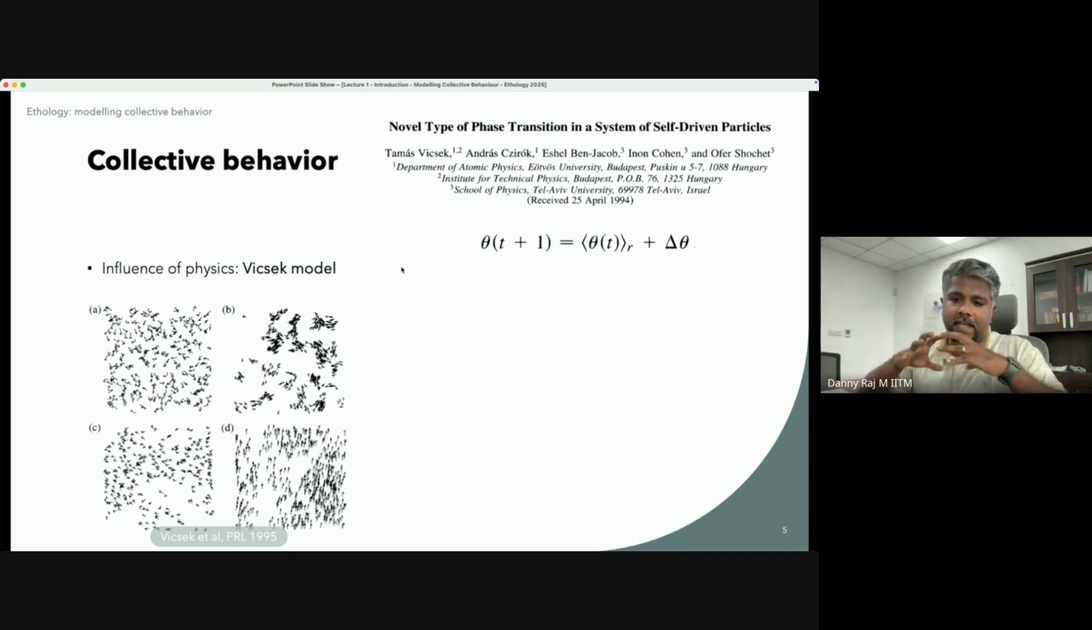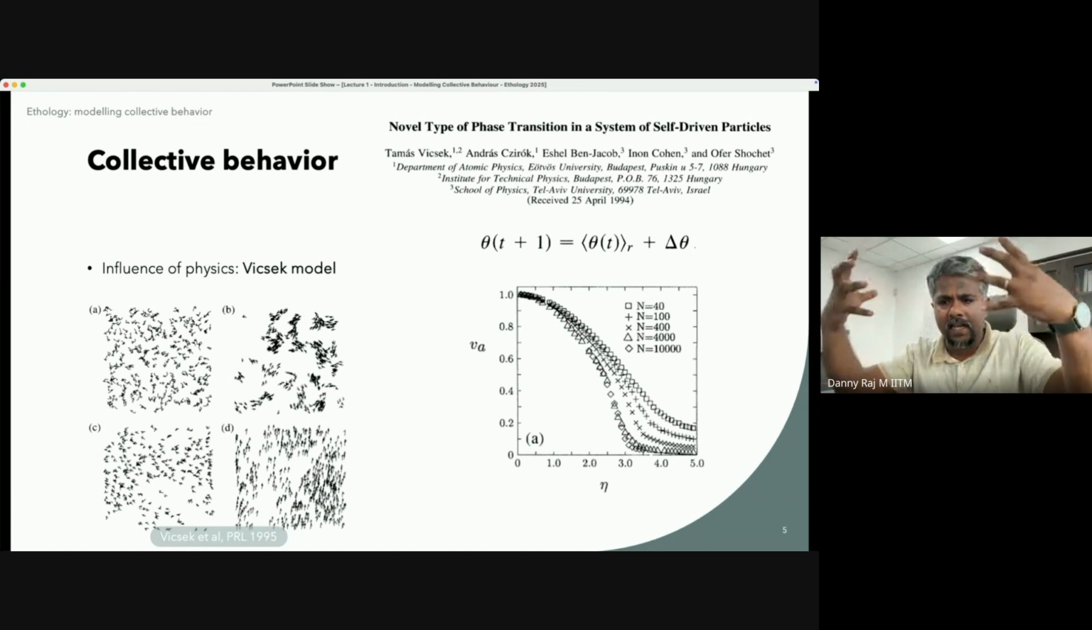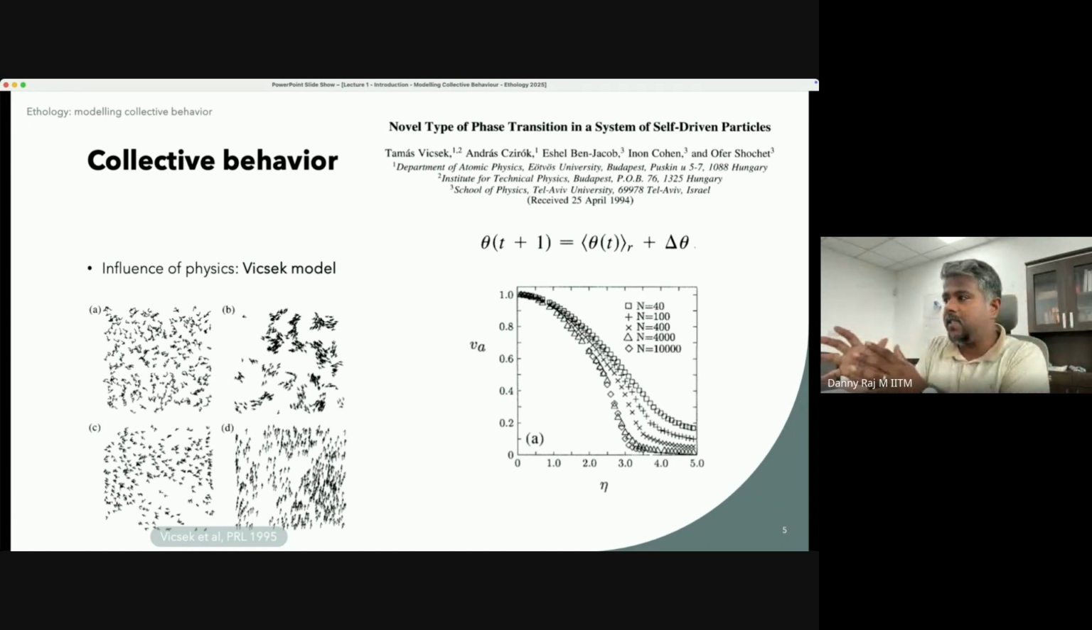What really excited physicists was the fact that flocking was now seen as a phase transition. So from disorder, this order emerges. See, when you talk about collective behavior, we've been using this word emergence, right? Some kind of property is emerging at the level of the group. And physicists started to look at it as phase transitions.